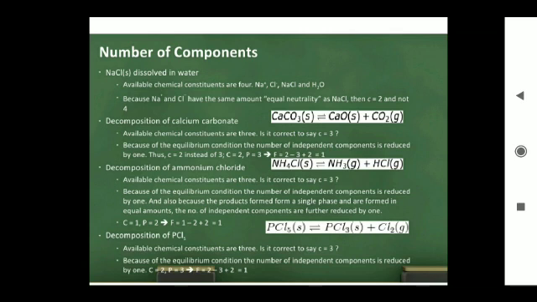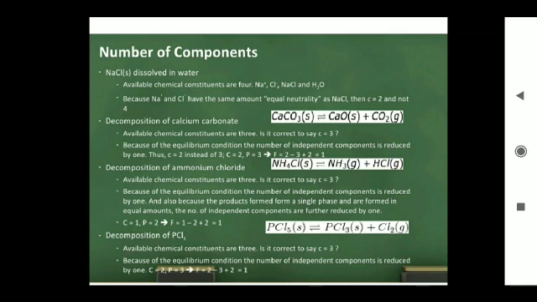For decomposition of calcium carbonate, the available chemical constituents are 3: calcium carbonate, calcium oxide and carbon dioxide gas. There are 3 components present. Because of the equilibrium conditions, the number of independent components is reduced by 1. So C is 2 instead of 3.